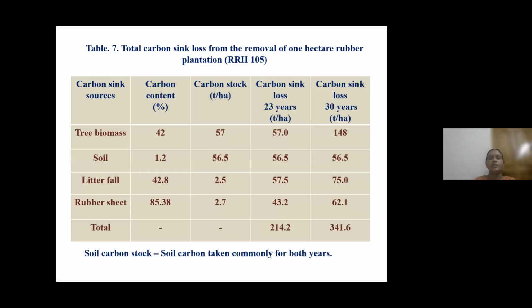And here is our overall estimate of the carbon sink loss of the rubber tree, from the tree biomass, soil, litter fall, and rubber sheet. The estimated carbon sink loss for 23 years is 214.2 ton per hectare, and for 30 years it is 341.6 tons per hectare.